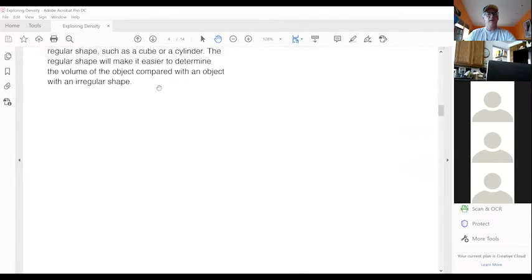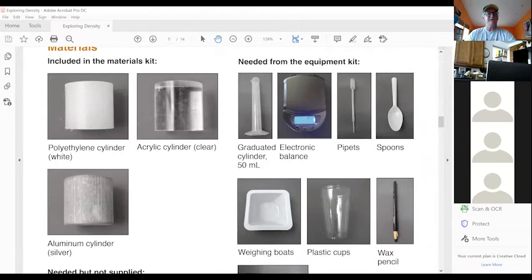So we sort of went over how to plot these. These are the different materials we're going to need. Does everybody have sugar? It's just that's not included.